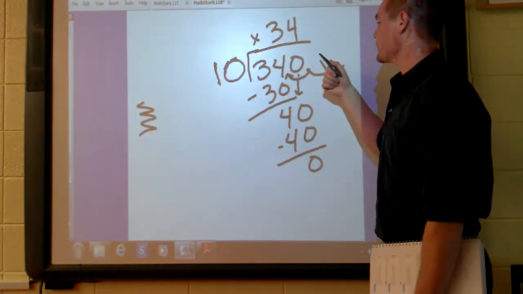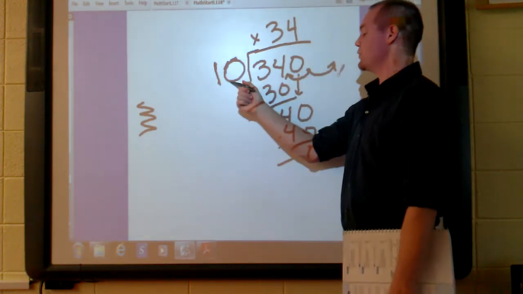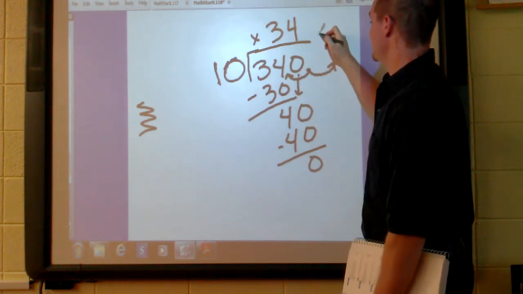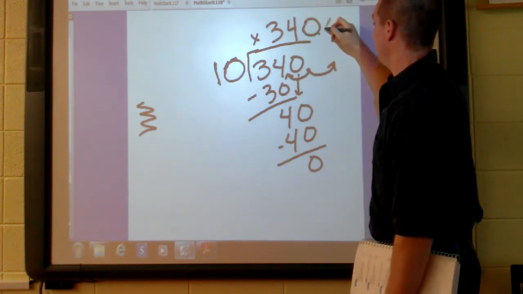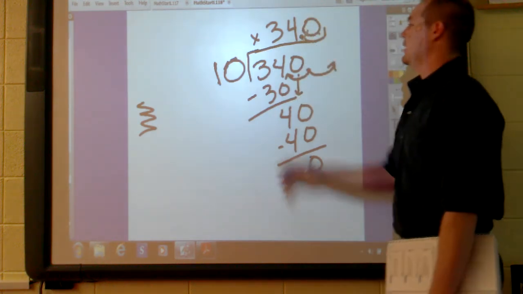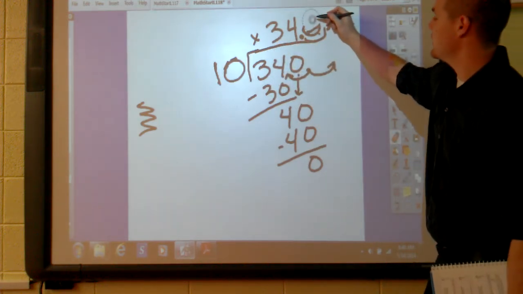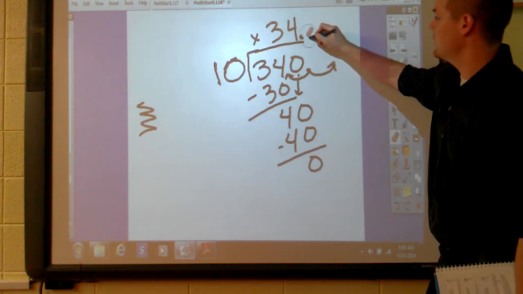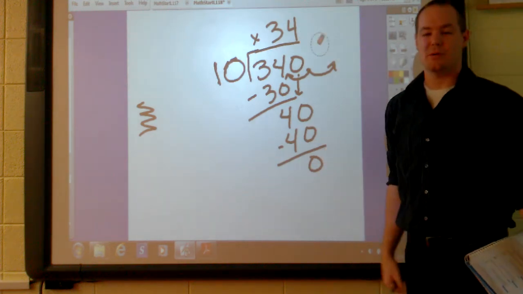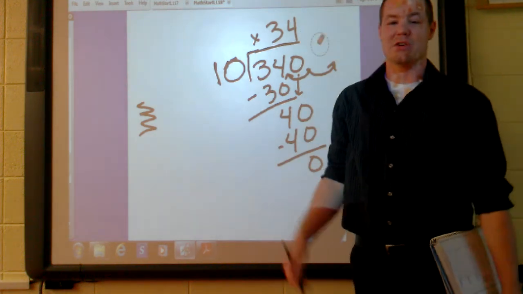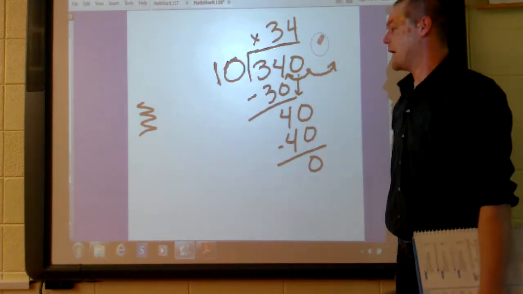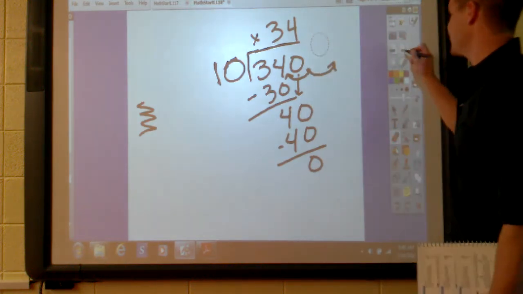Okay, so again, I divided 340 by 10. I took my decimal on 340. I moved it one decimal point to the right. My answer is 34 0/10. This portion of the quotient is unnecessary because we have a whole number with no fraction. So we can get rid of that. So my answer is 34.